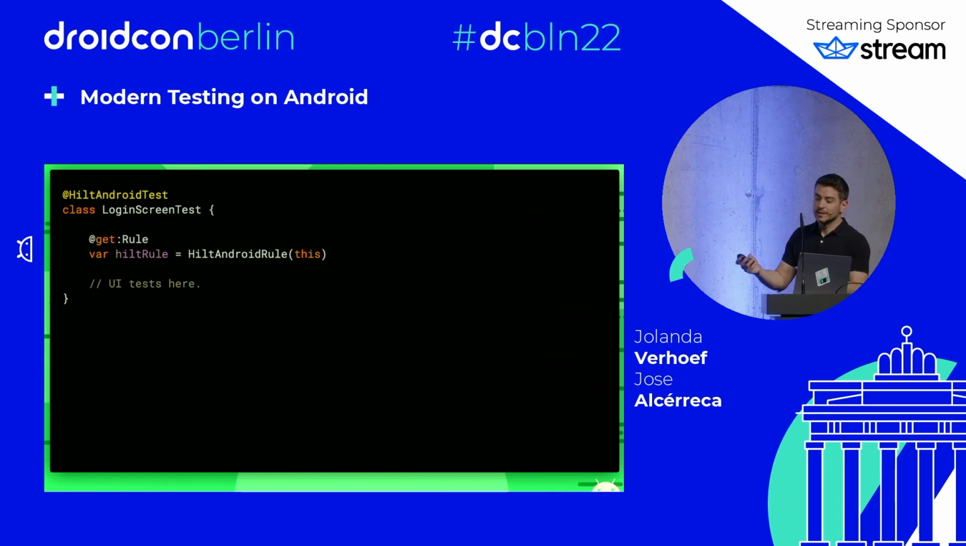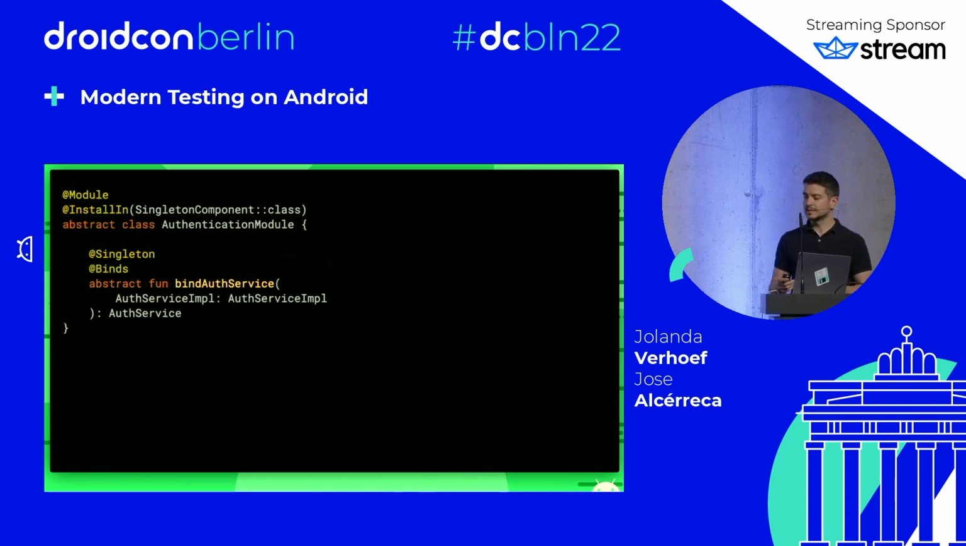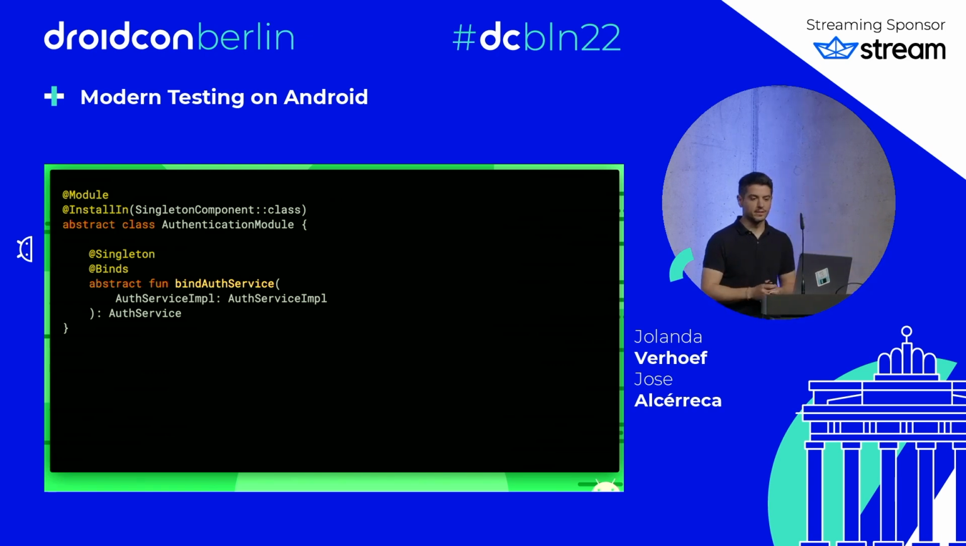Hilt made setting up dependency injection in an app almost trivial, especially if you follow the great documentation. Because Hilt is very opinionated, it comes with tools for testing. You can replace modules just by using a couple of annotations. So let's see how that's done. First, you annotate your test with Hilt Android test, and create the Hilt Android rule. Then let's say you want to replace the auth service that our login screen uses. It's provided here in the authentication module.